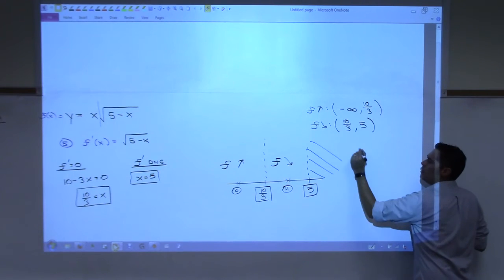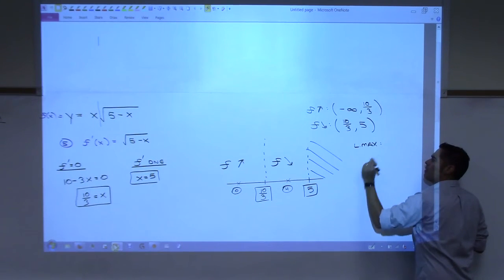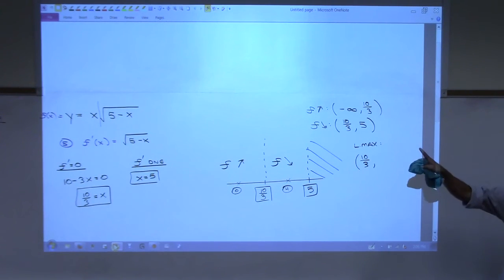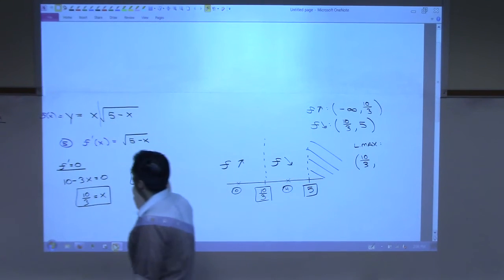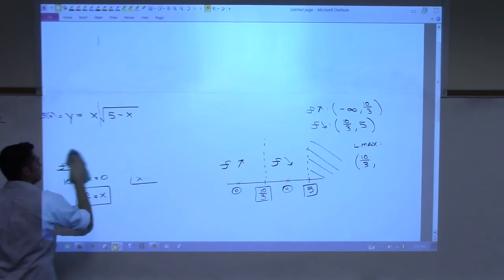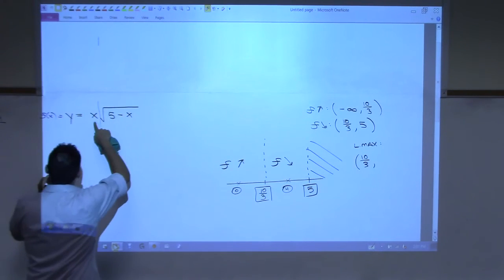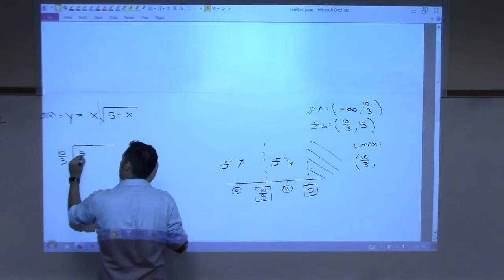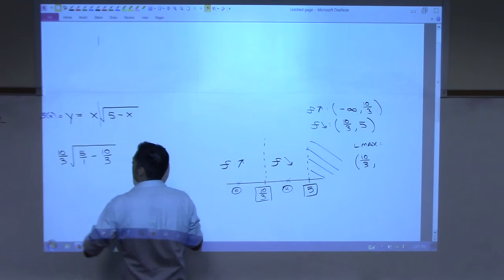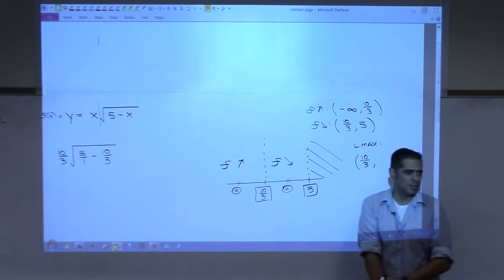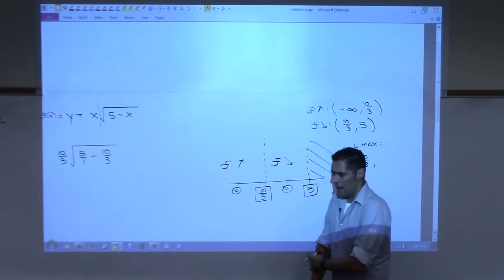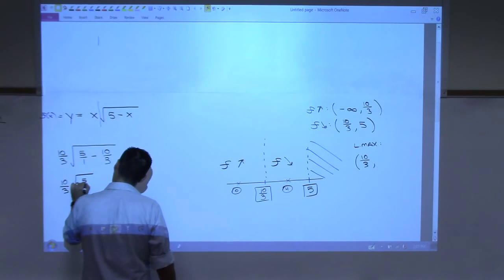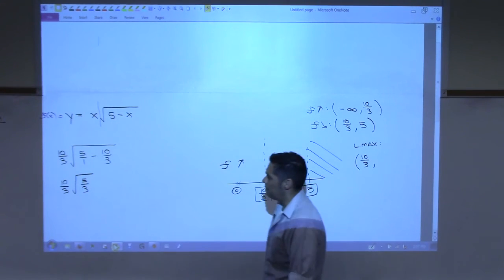We have a local max. It happens at 10/3. And now I actually have to plug 10/3 into the original function. So what would I get if I plug 10/3 into that function? Let's see. 10/3, square root of 5 over 1 minus 10/3, because I'm about to subtract those. That's 15/3 minus 10/3, so 5/3. Root 5/3. I don't think there's any easy way to get out of that.